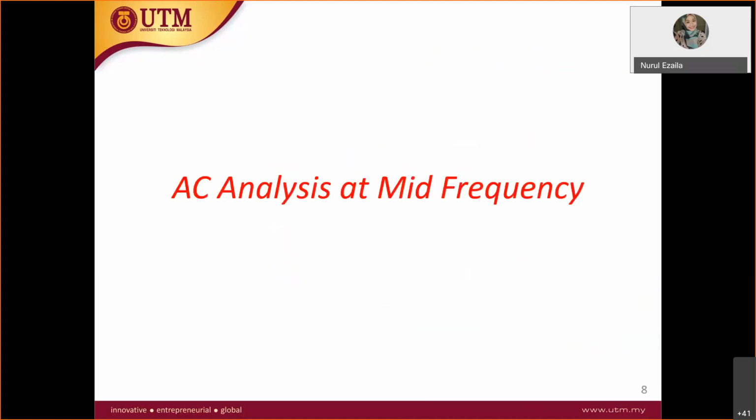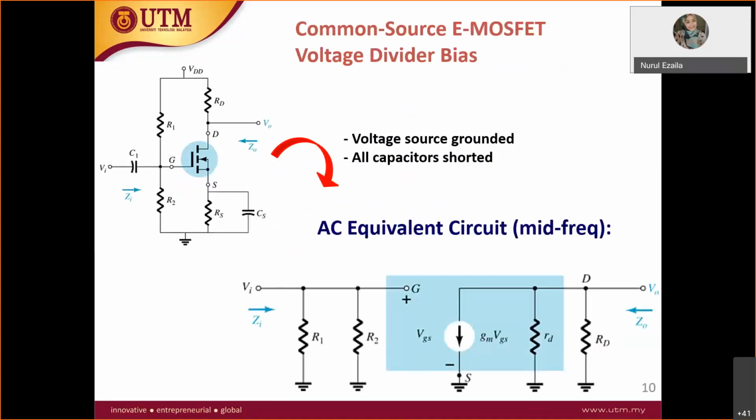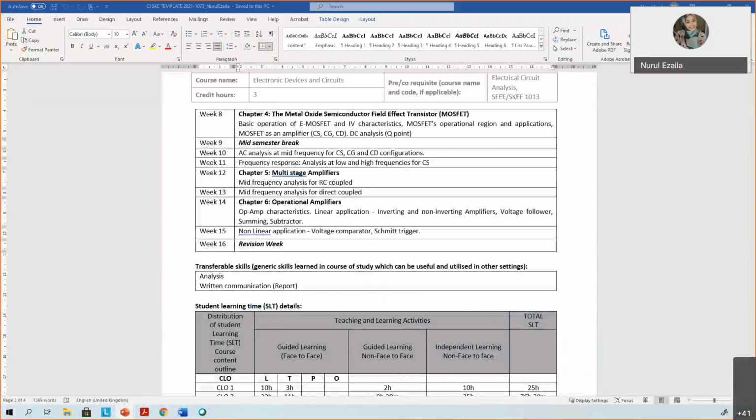Okay, so for the AC mid frequency, we have common source. Common source means that source is grounded. Okay, so let's take a look at the voltage divider. Although I have some of them here, I want to actually derive it. All right, so let's take a look at the common source.